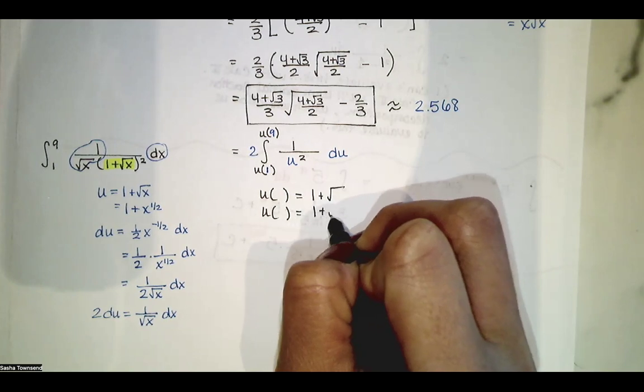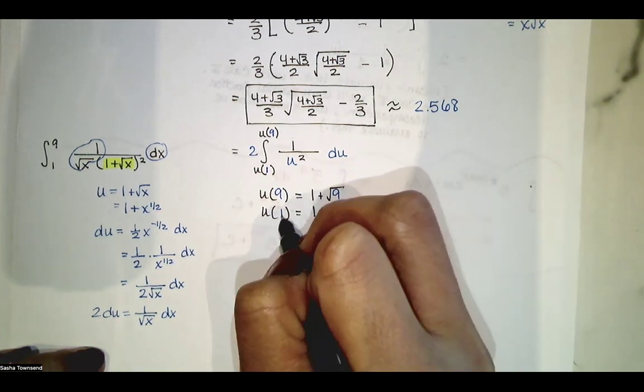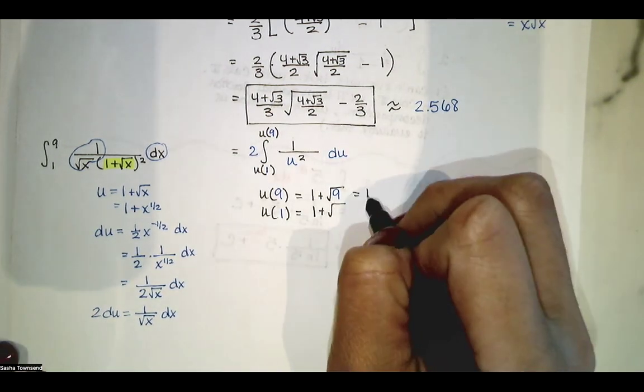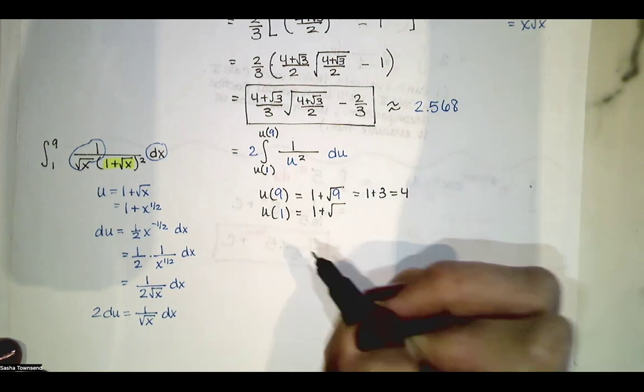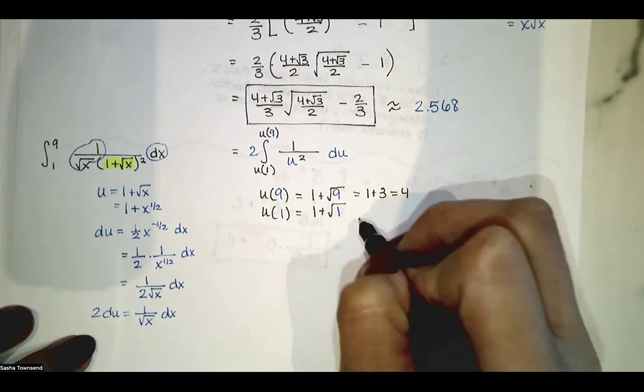u of 9 is 1 plus the square root of 9, which is 1 plus 3, or 4. And then if we evaluate u at 1, we have 1 plus the square root of 1, 1 plus 1, which is 2.